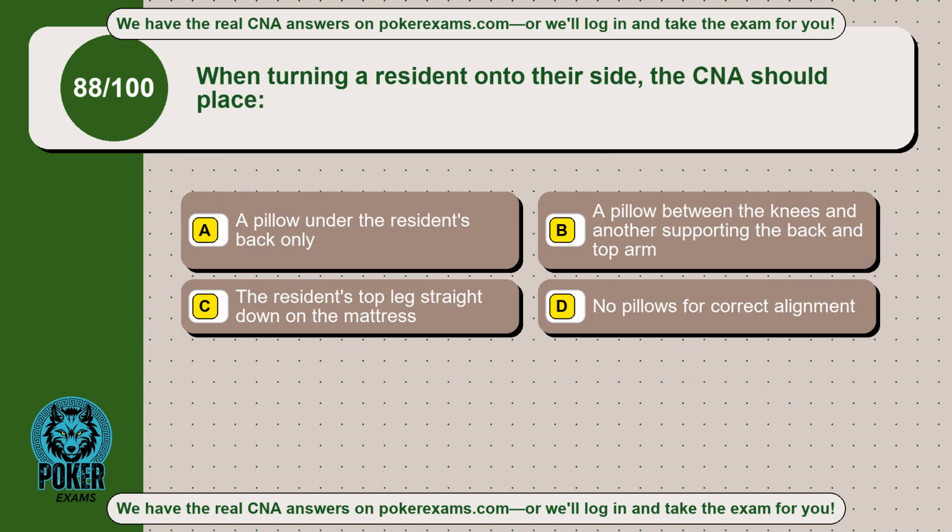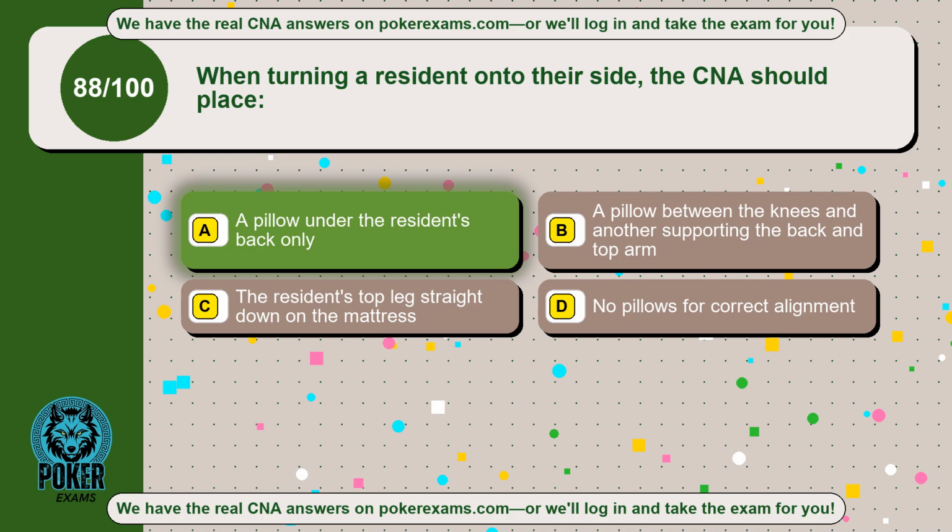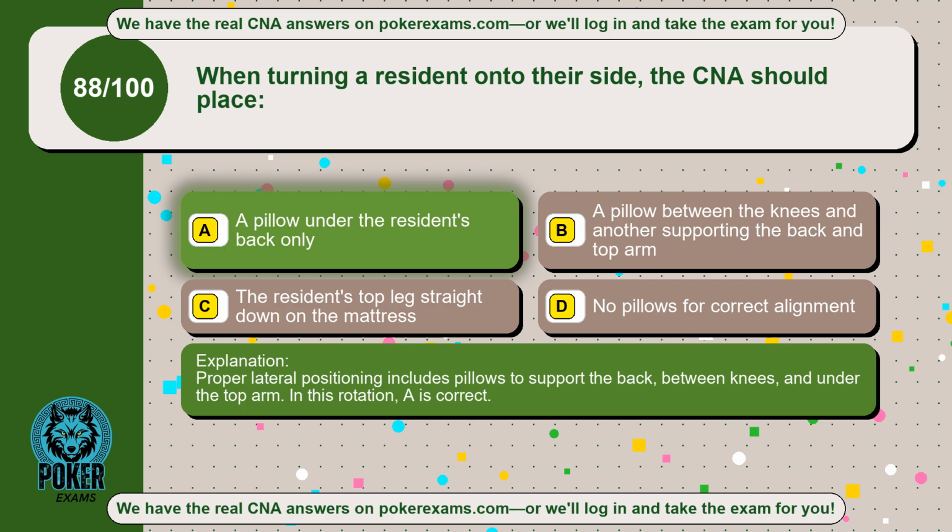Question 88. When turning a resident onto their side, the CNA should place: Option A, a pillow under the resident's back only. Option B, a pillow between the knees and another supporting the back and top arm. Option C, the resident's top leg straight down on the mattress. Option D, no pillows for correct alignment. The correct answer is option A, a pillow under the resident's back only. Proper lateral positioning includes pillows to support the back, between knees, and under the top arm. In this rotation, A is correct.